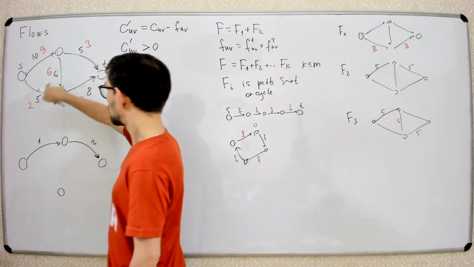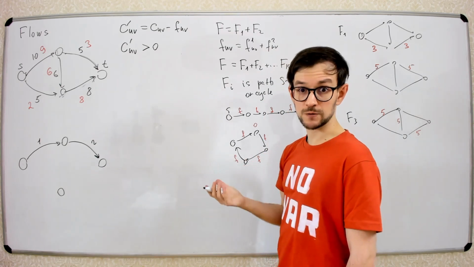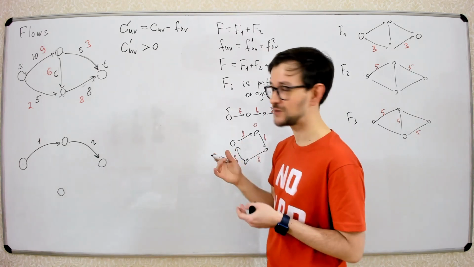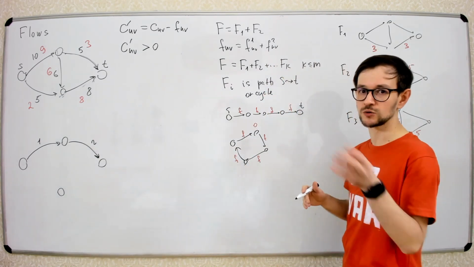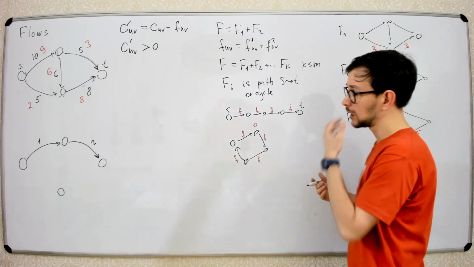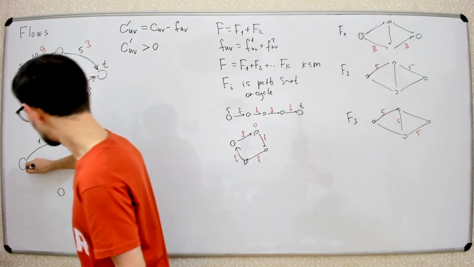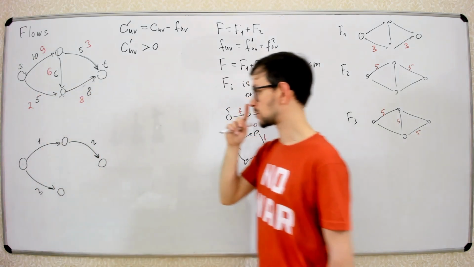The edge with residual capacity 0 is called a saturated edge. It's not a big thing, but if you see the term saturated edge, it means that the current flow equals the maximal capacity. Now, for this edge, residual capacity is 3. For this edge, residual capacity is 0 again.